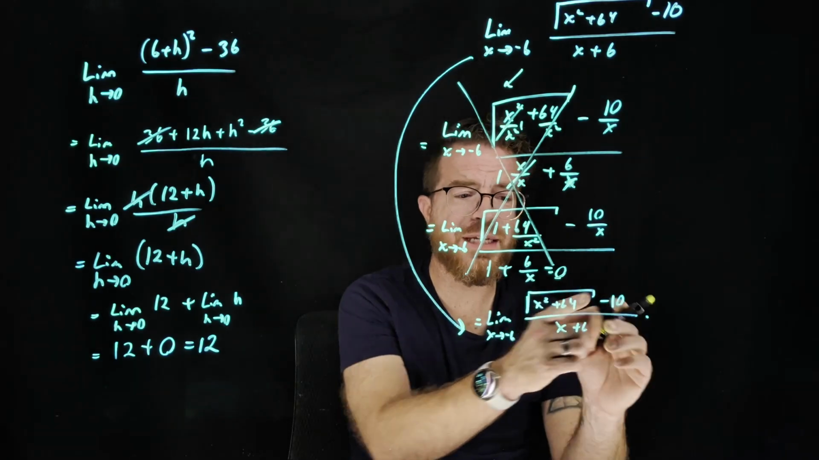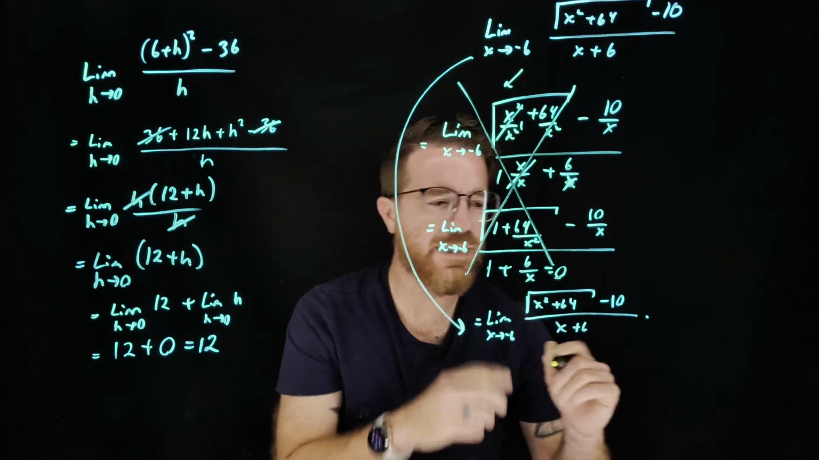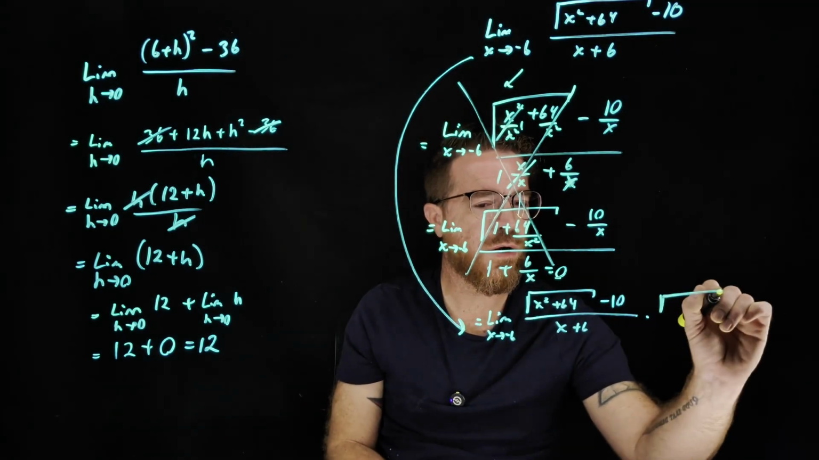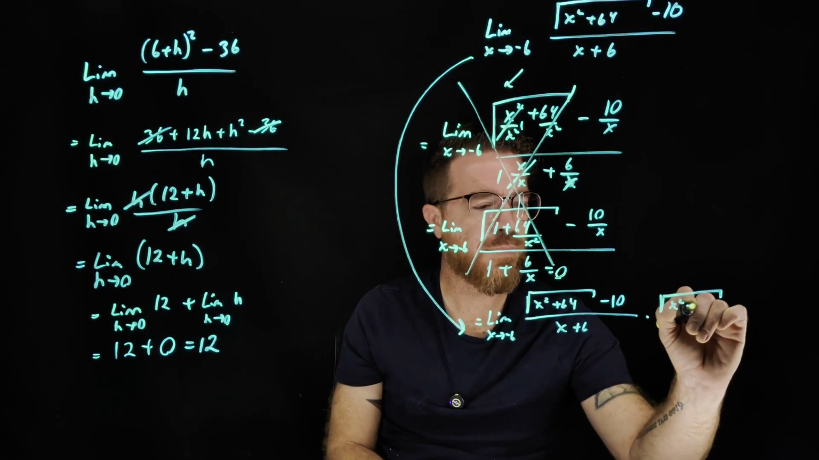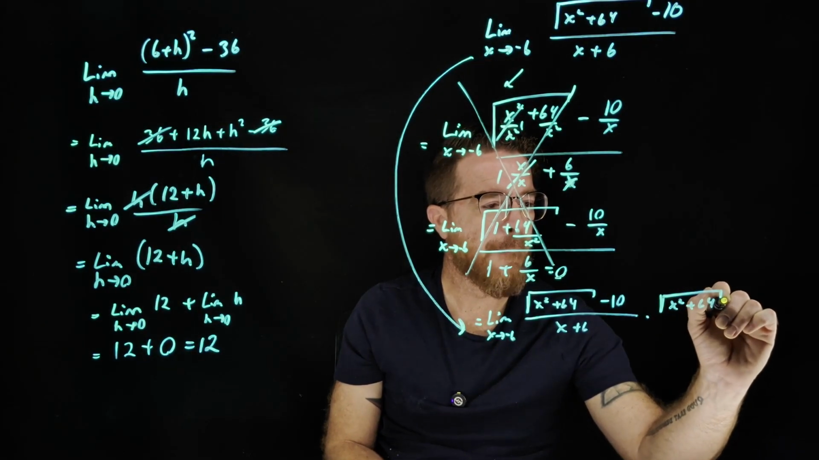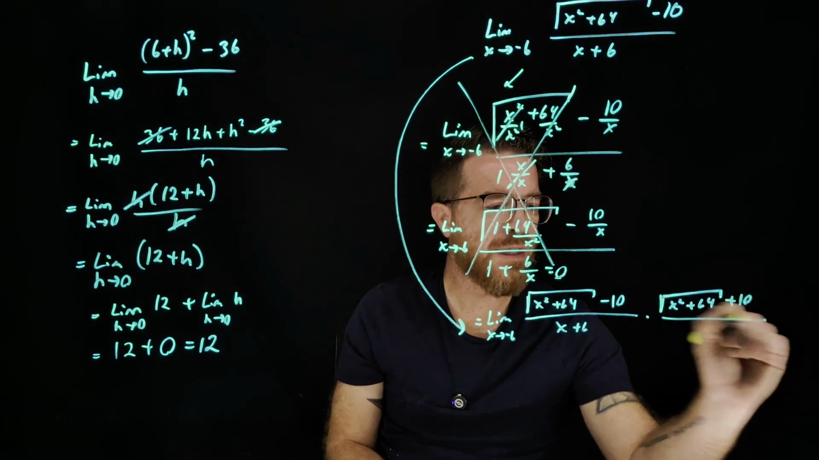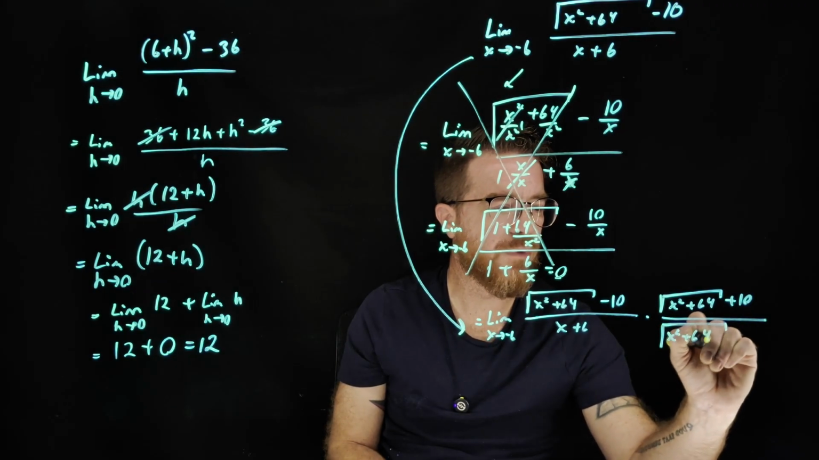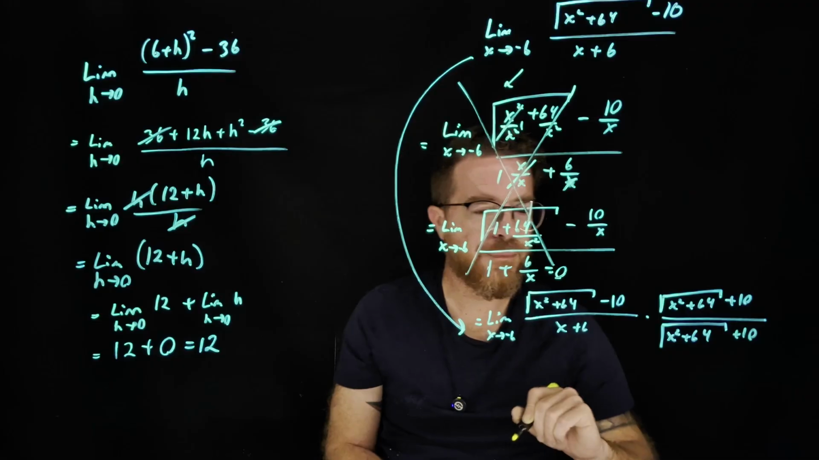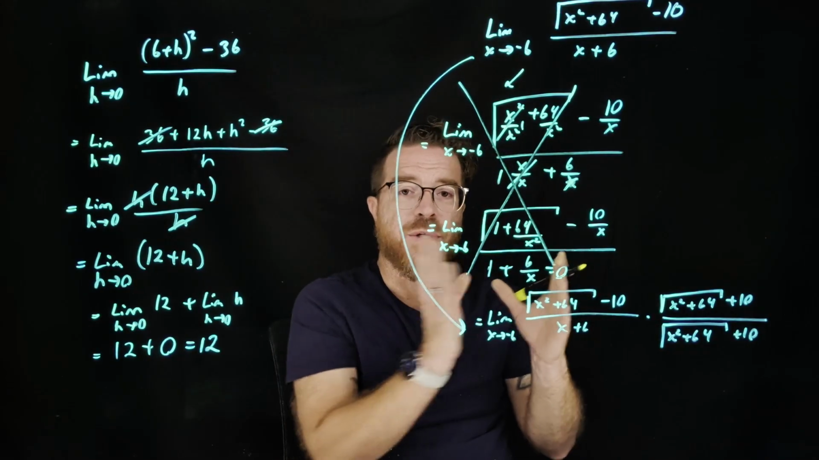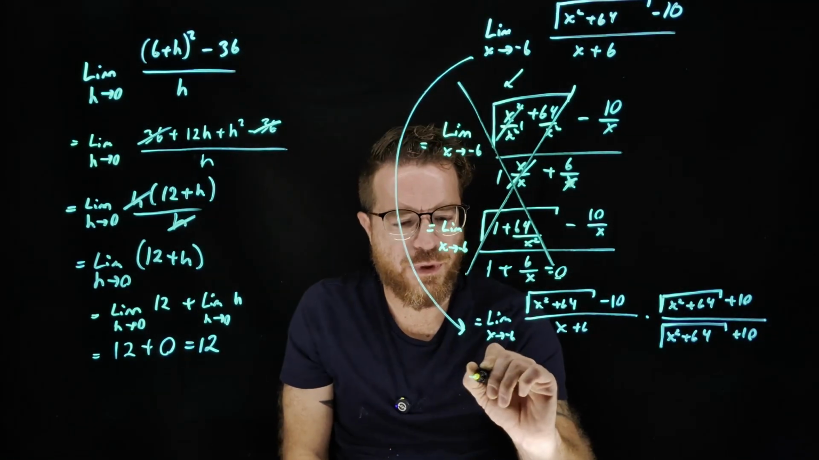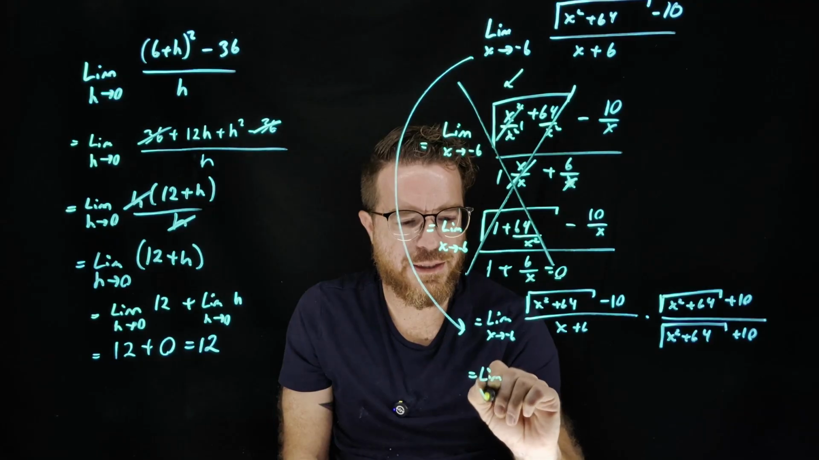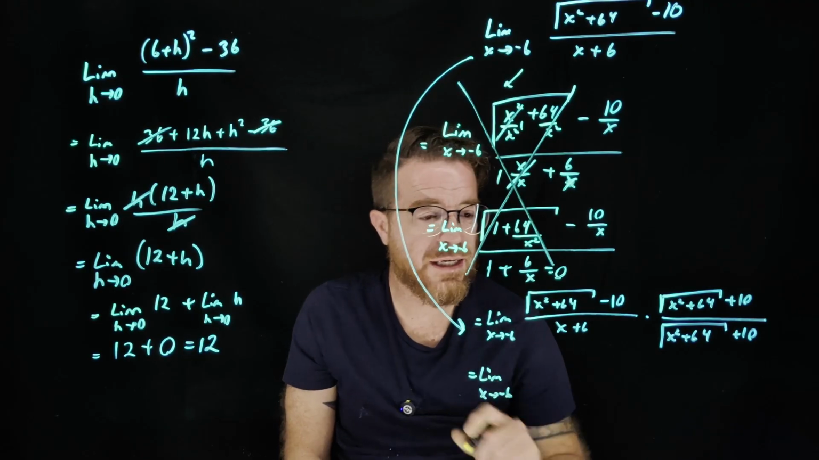times, and remember the reciprocal is going to be this, but we're going to have a plus between the square root and the 10. So this is going to be the square root of x squared plus 64 plus 10, divided by the square root of x squared plus 64 plus 10. And what we're going to do now is multiply these terms out, and this is going to give us the limit as x approaches -6.